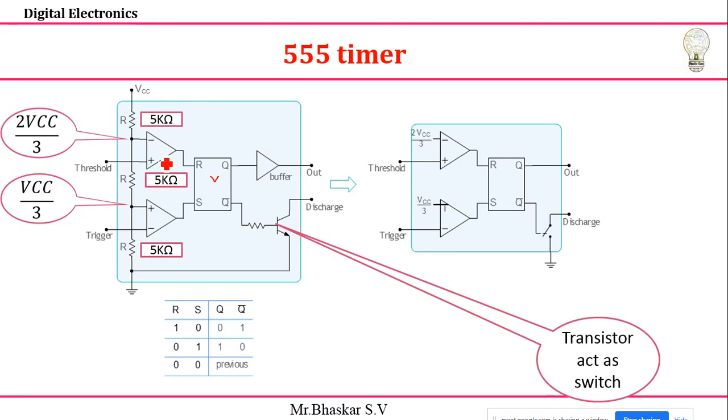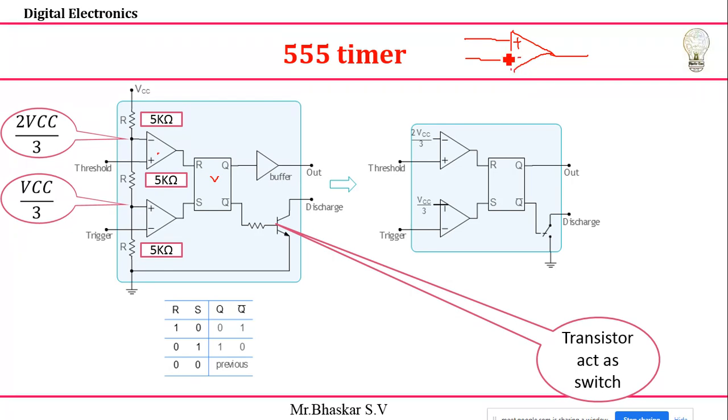And one more, you have the op-amp. Remember, this is very, very important: how the op-amp is working. Here it works as a comparator. This op-amp has two input terminals, one positive and the other negative. The positive terminal is called the non-inverting terminal, and the negative terminal is called the inverting terminal.